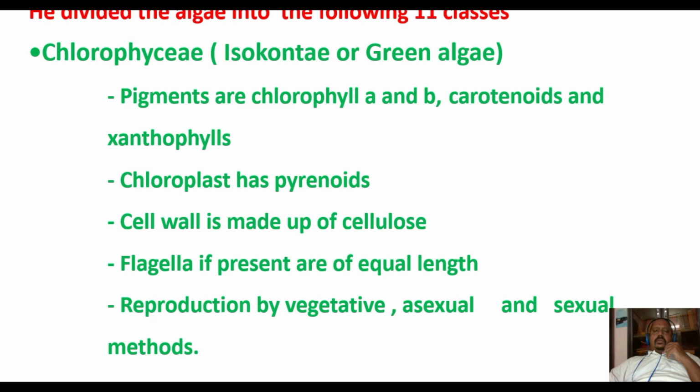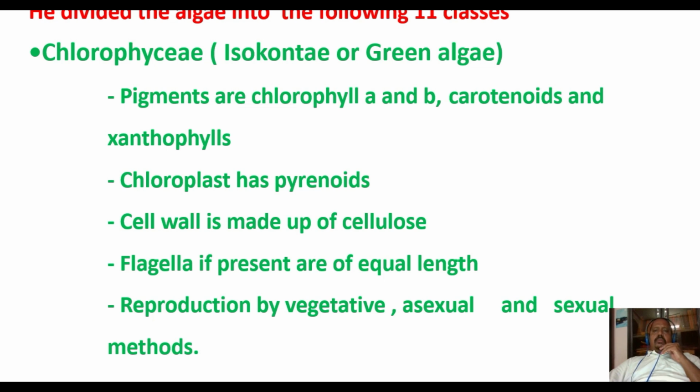He divided algae into 11 classes. The first one is the Chlorophyceae, which is the green algae. It is also called isokontae because they have similar types of flagella. There are two types of flagellation, isokontae and heterokontae. In isokontae, there are two flagella which are of similar type.